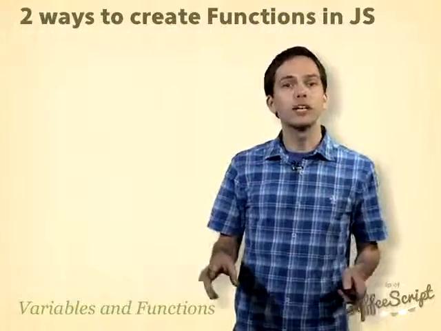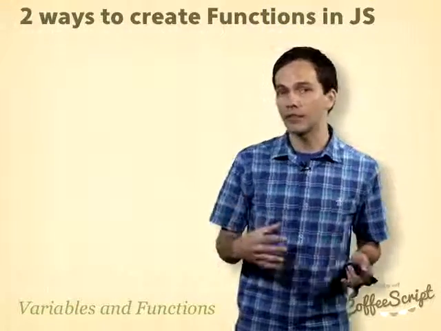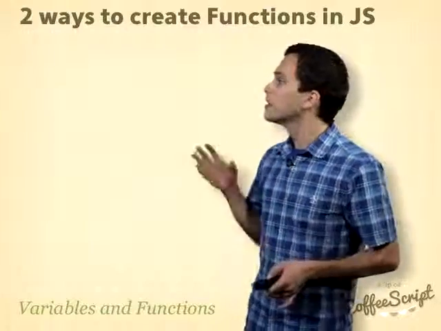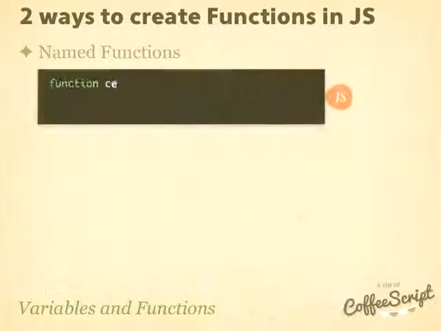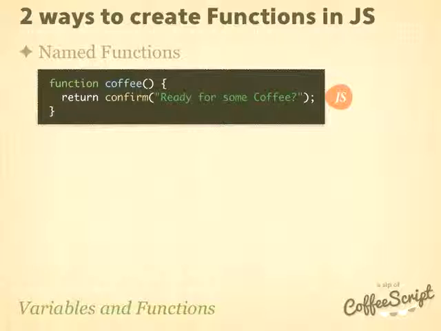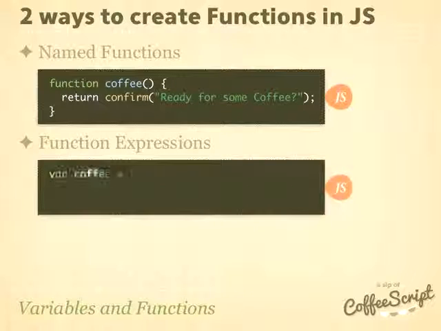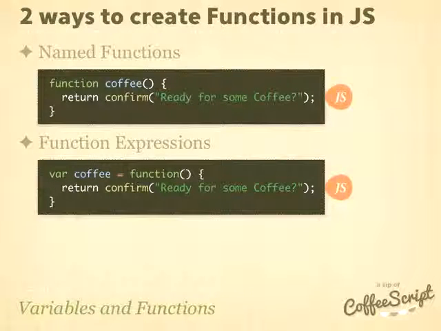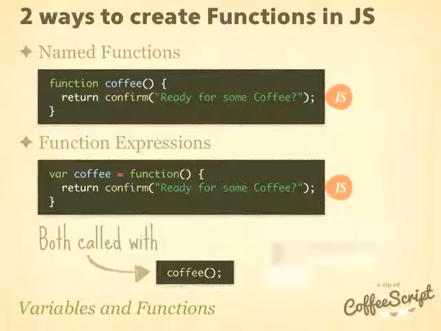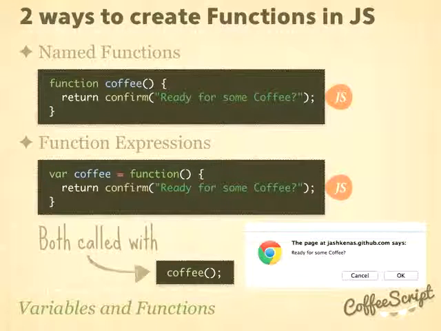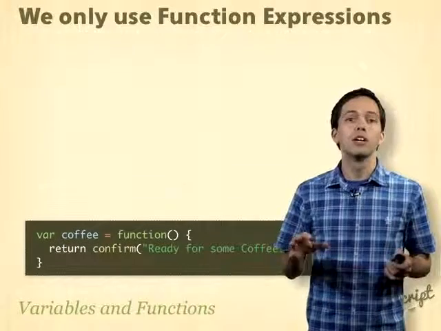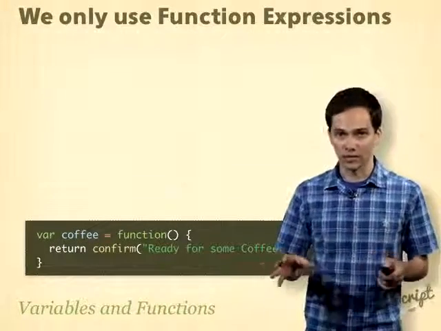There are two different ways we can declare functions in JavaScript. You've probably done it both ways. The first is by using named functions. Looks a little bit like this. Here we're declaring a coffee function. We can also declare functions in JavaScript using function expressions. They look like this. Both of these functions we can call in the same way, by running just coffee parens semicolon. In CoffeeScript, it's only going to create function expressions for us.